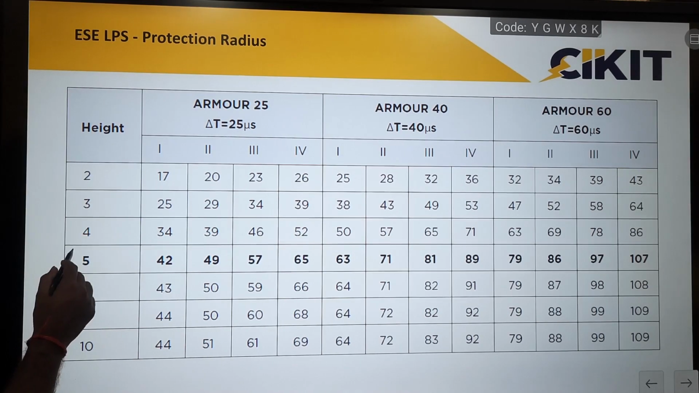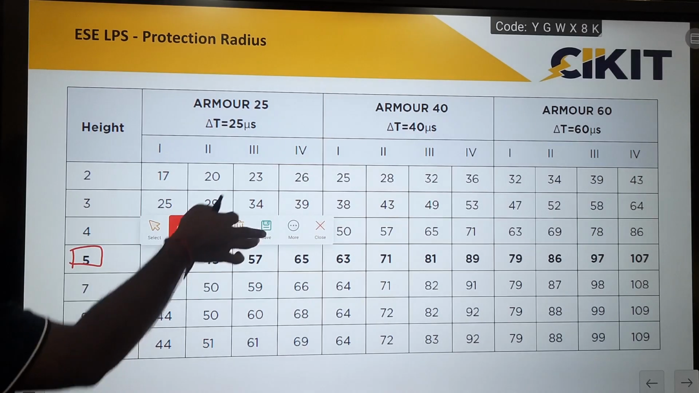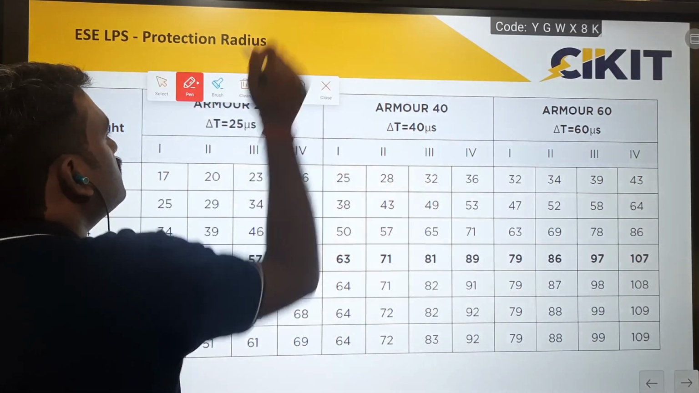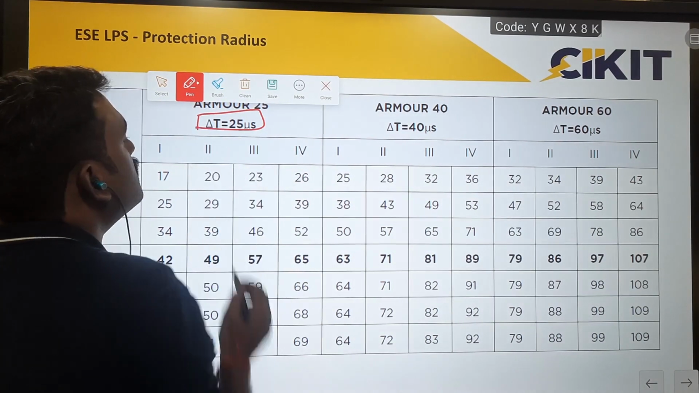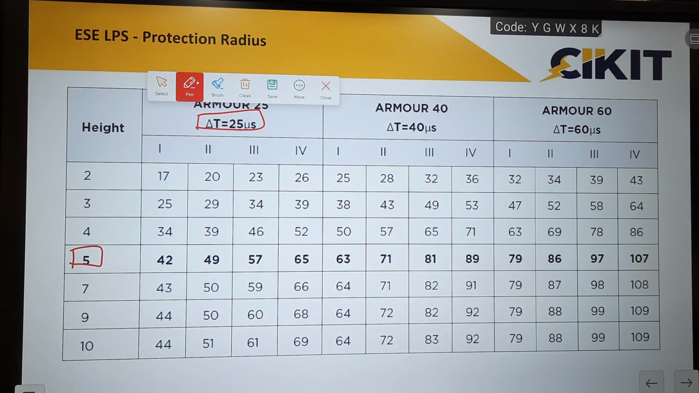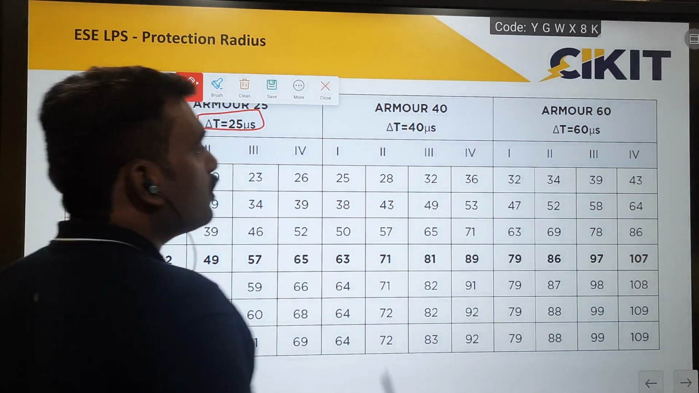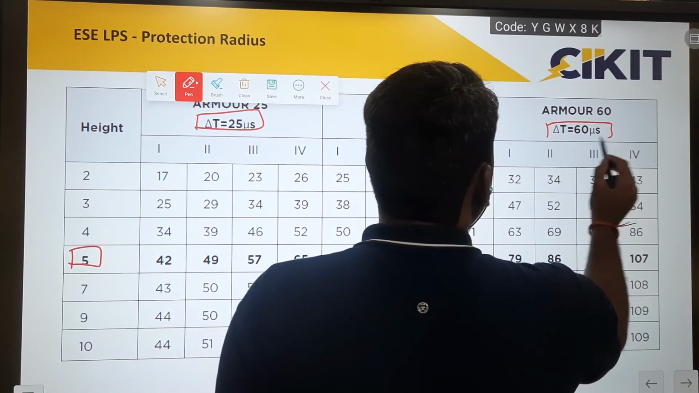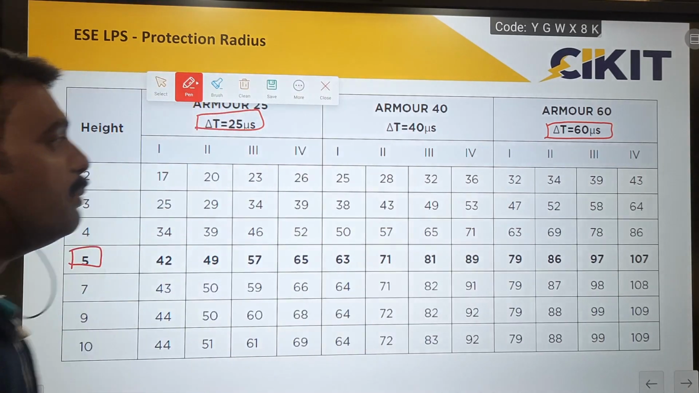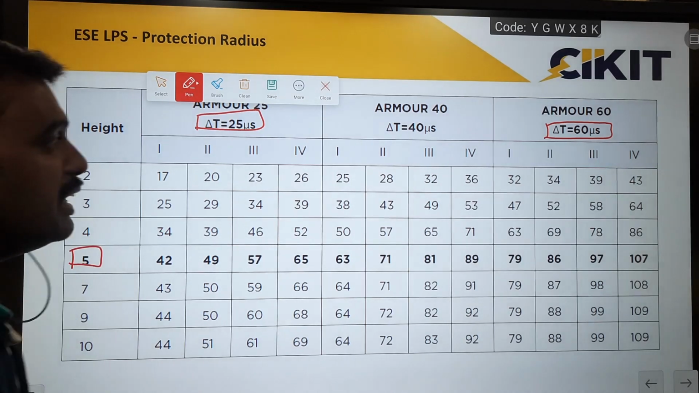So here, we take this 5 meter as an example at level 4. So here the delta T is 25 microseconds, which means that the ESE terminal will be sending a trigger 25 microseconds in advance compared to the conventional terminal. So if the delta T value is 60 microseconds, which means the early emission terminal can send the trigger 60 microseconds in advance of the conventional terminal.